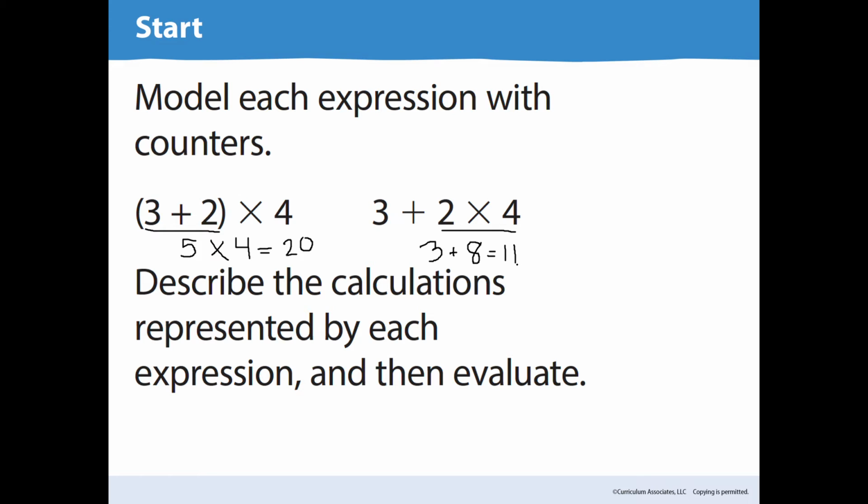So this shows us how important our order of operations are and where parentheses are located, because we can get completely different answers.